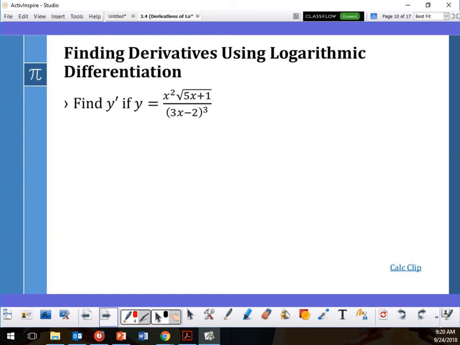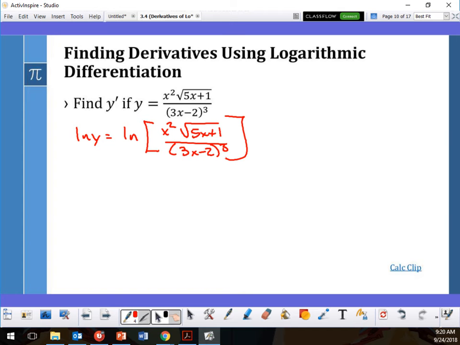So let's see if we can do this. Let's ln both sides. So if I ln both sides, I could actually clean that up some. So it's going to be ln y equals ln of x squared radical 5x plus 1 over quantity 3x minus 2 to the third. Nasty. All right.